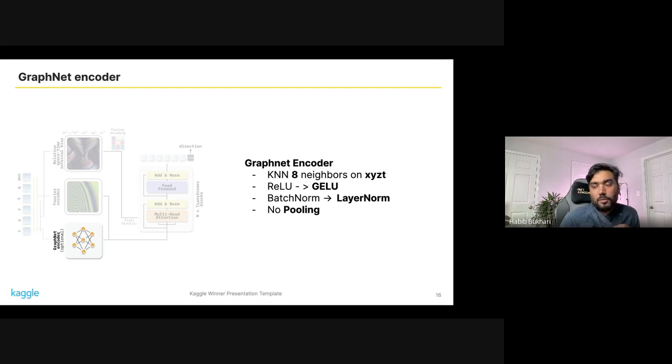So basically what happens is that after each layer of GraphNet, we have just one encoder layer, which matches the dimension of our encoder output. And then we just concatenate them and feed them to the transformer.